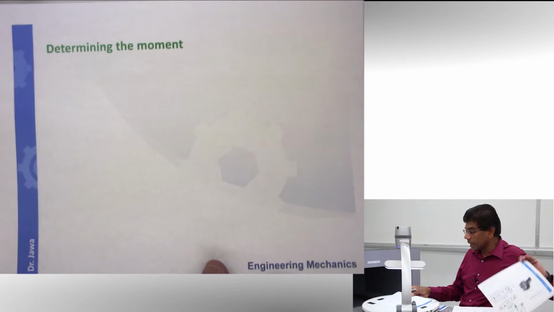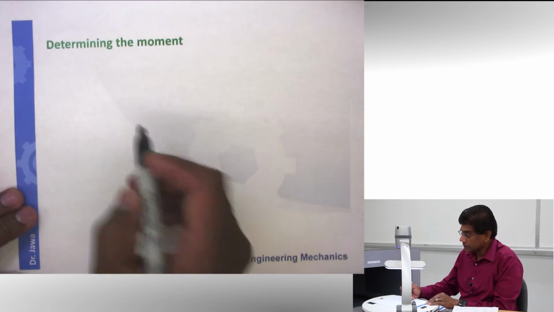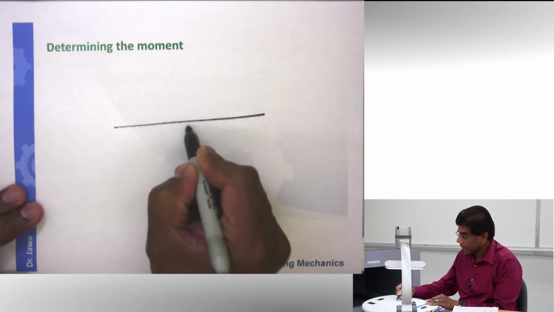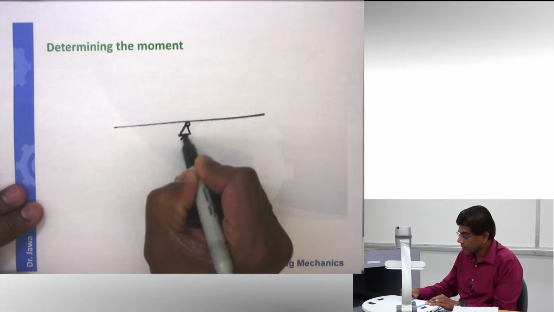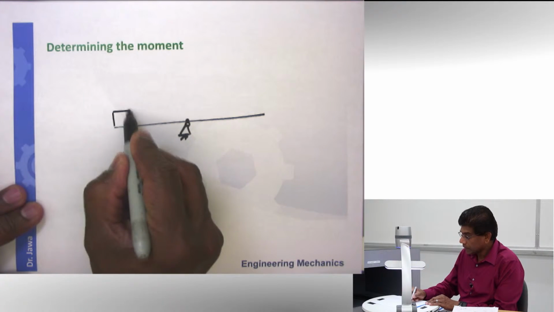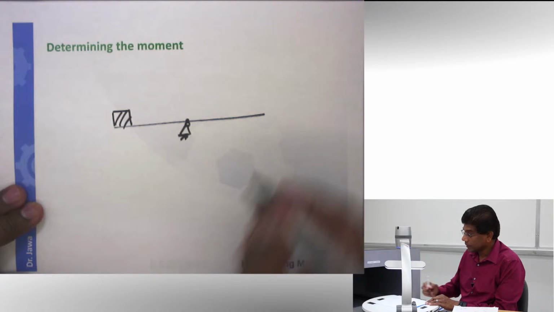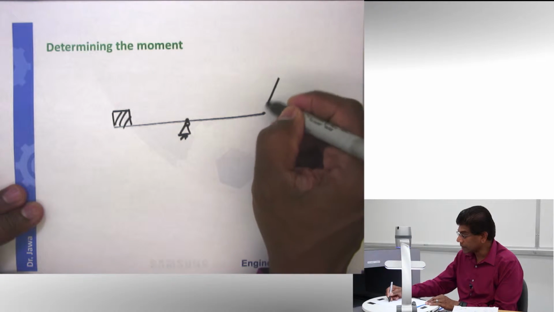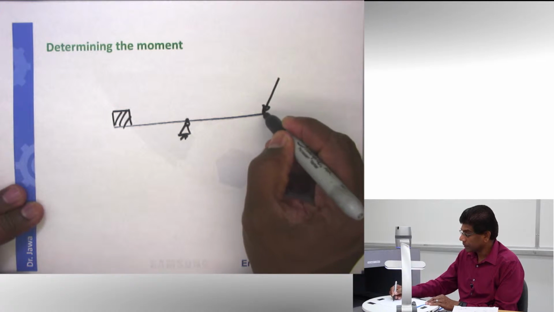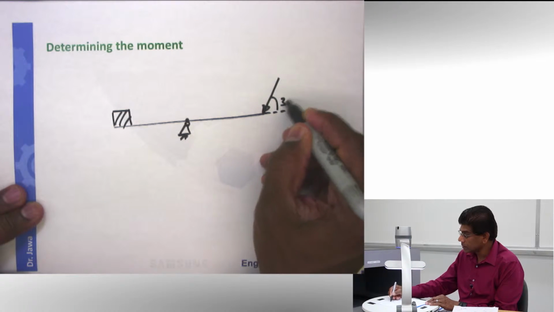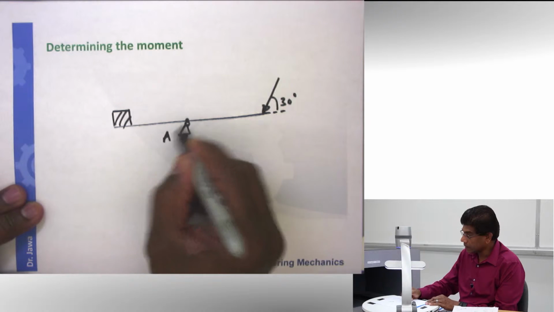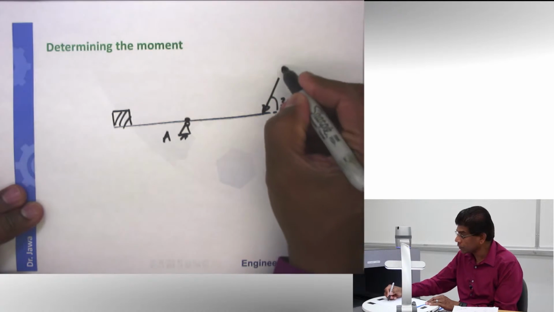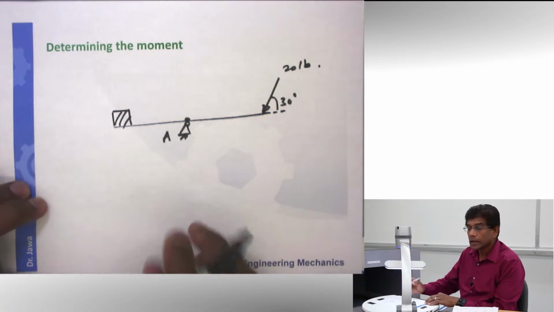Let me show you here another scenario. Same situation. Here I have my fulcrum. Here is weight. And force, instead of being applied perpendicularly, let's say it's applied at an angle. And let's say this angle is 30 degrees. And the fulcrum point is point A, and this force is still 20 pounds.